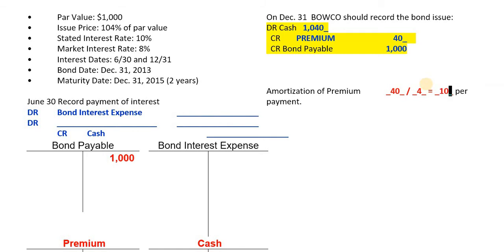Okay? So it's set up and we know where we're headed. So let's imagine it's June 30th. June 30th, it's time to pay some interest to you. So how much am I going to send you? Well, the stated rate is 10%. What's 10% of $1,000? $100, right? Are you going to get $100 interest?